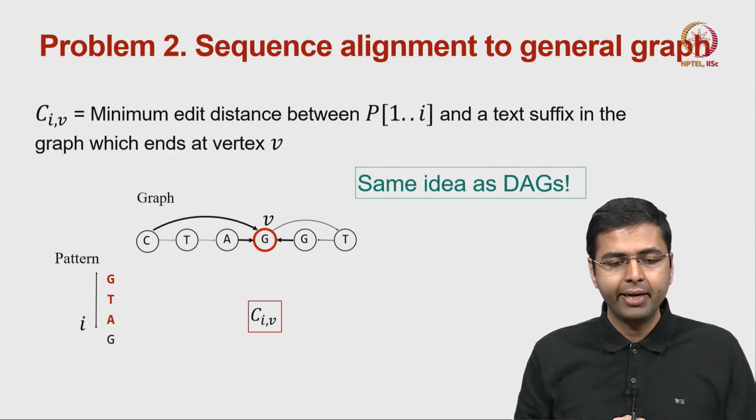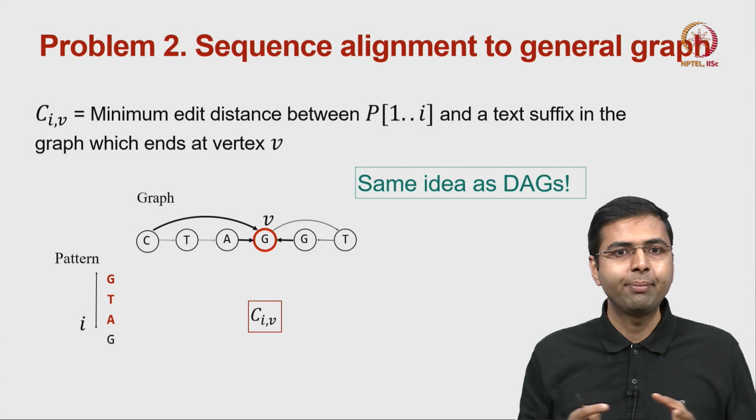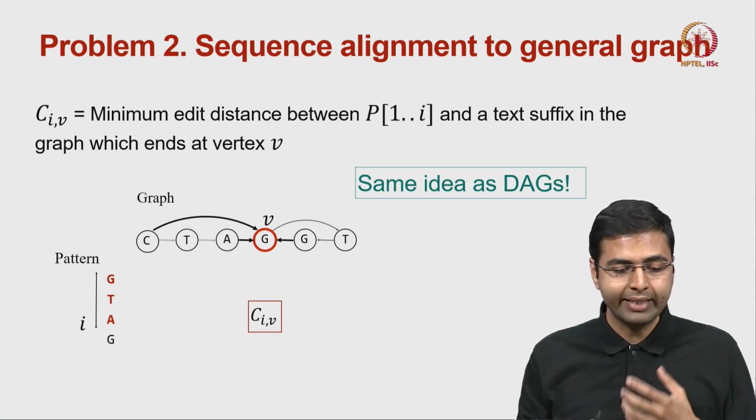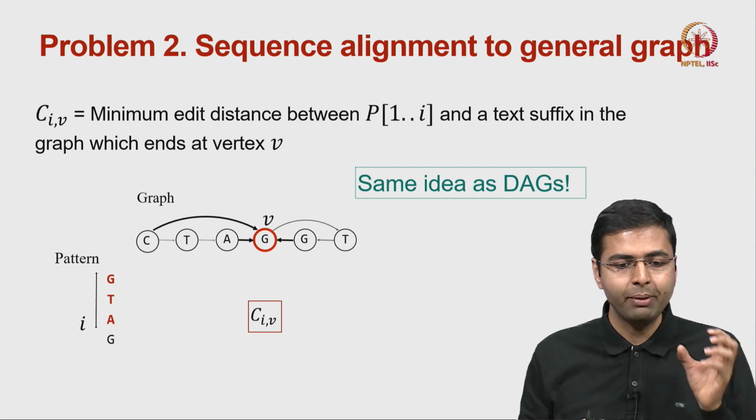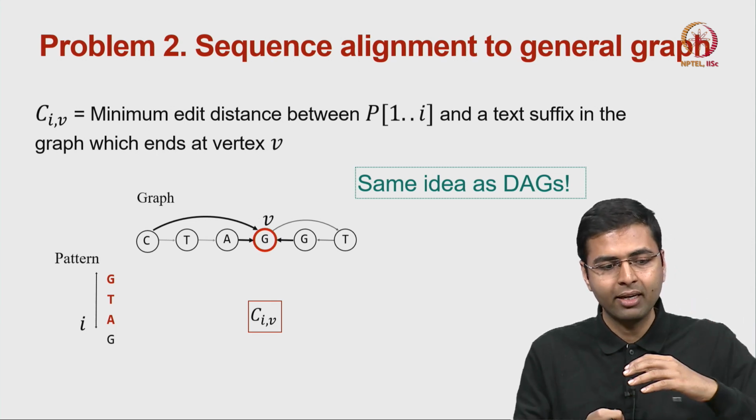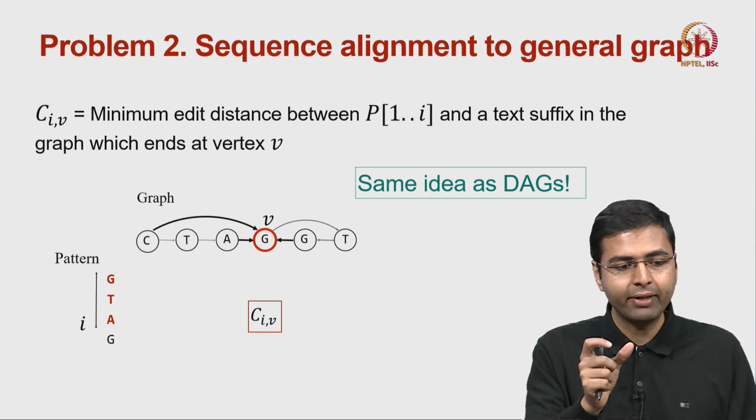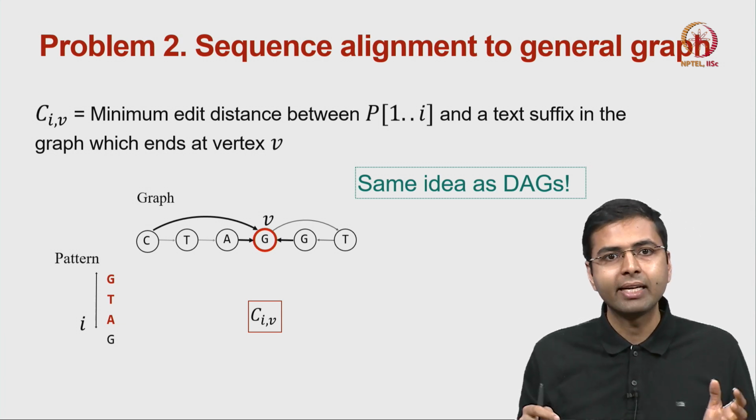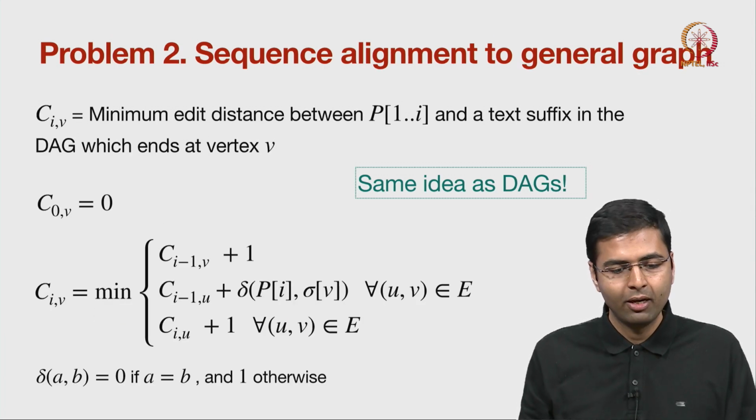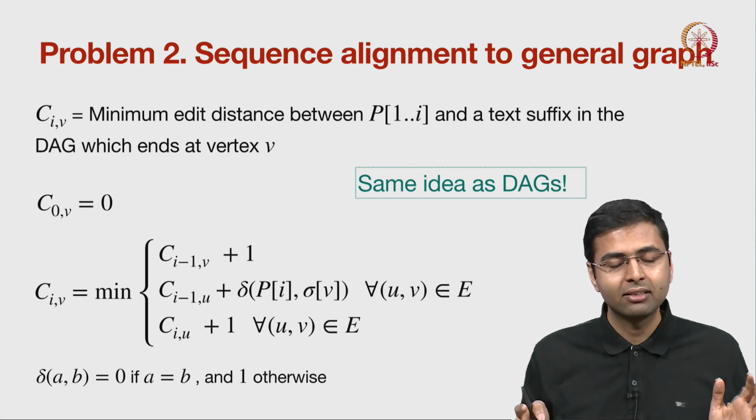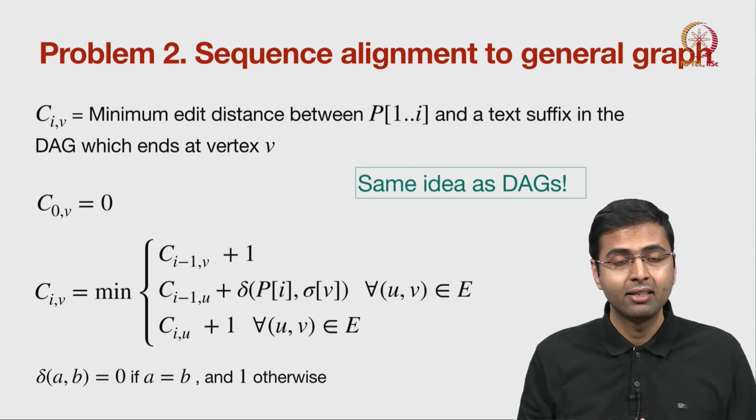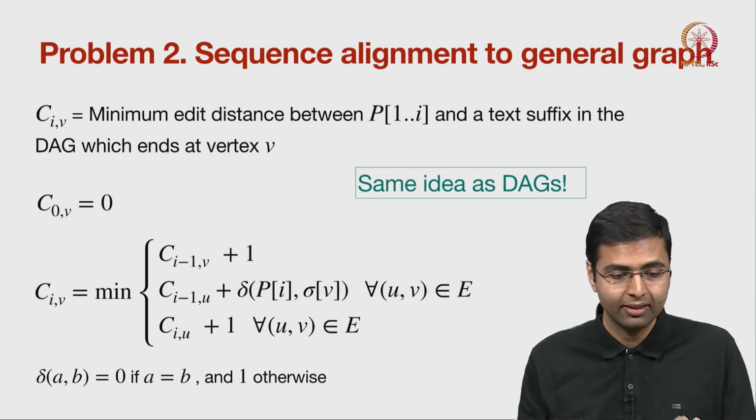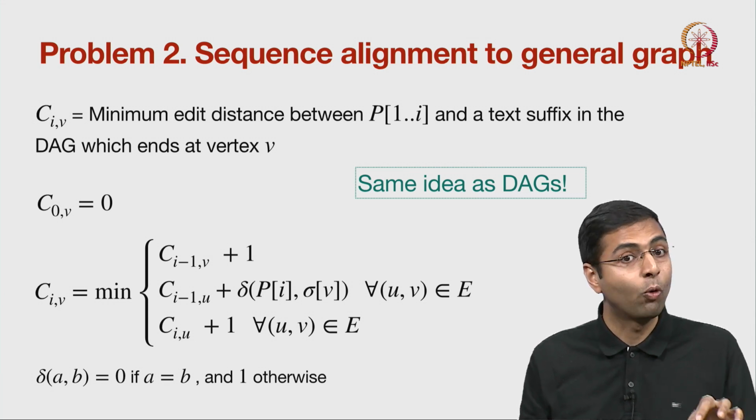So, now we can apply the same concept that we were using for DAGs. We can define our subproblem in the same way, that is, we want to solve for minimum edit distance between the prefix of the pattern and a text suffix in the graph which ends at vertex v. So, same idea as DAGs. We can use the same recursion as DAGs because this also remains correct. This recursion does not use the property that the graph has cycles or not, so the same recursion still holds.